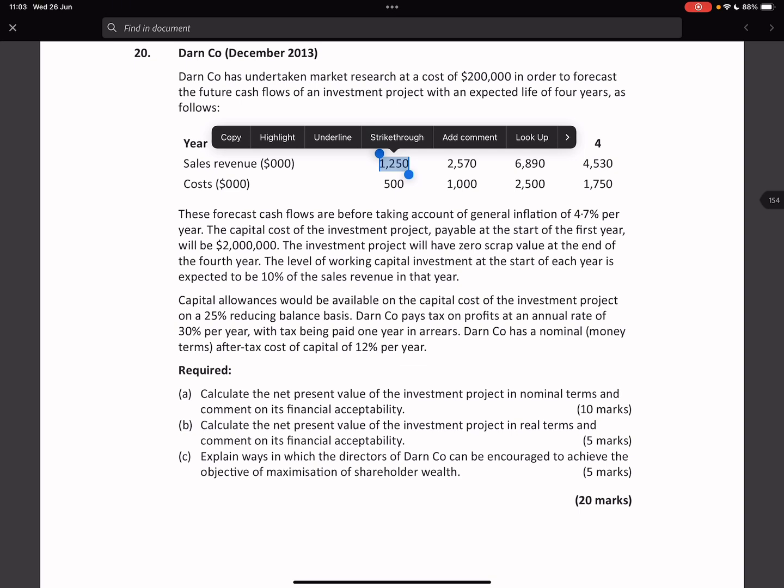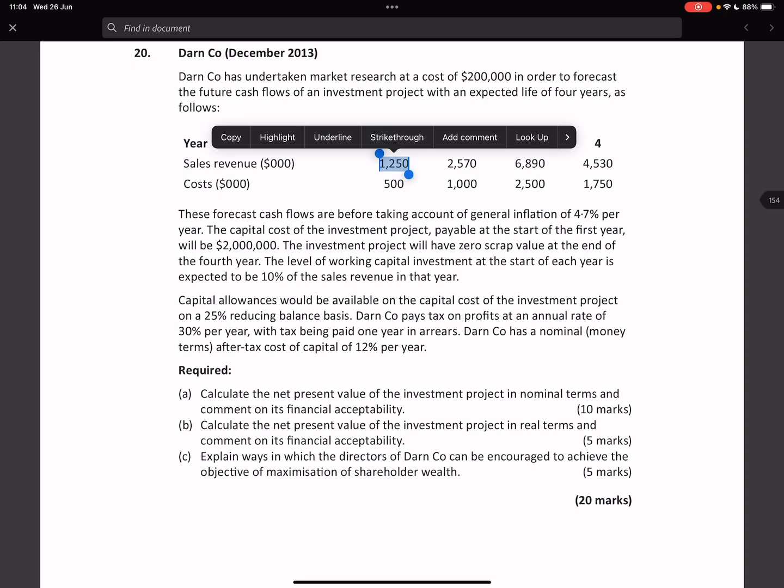Then the capital allowances will be available on the capital cost of investment, that is the 2 million, and that will be 25% on a reducing balance basis. So take note, it's not a straight line method. Now this one is a reducing balance method. Danko pays tax on profit at an annual rate of 30%. So that's the tax rate, and tax is paid 1 year in arrears. Now you can see tax is paid in arrears.